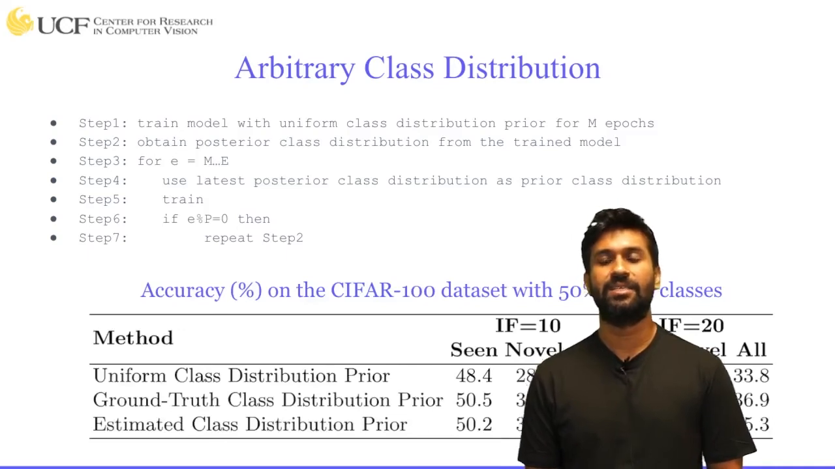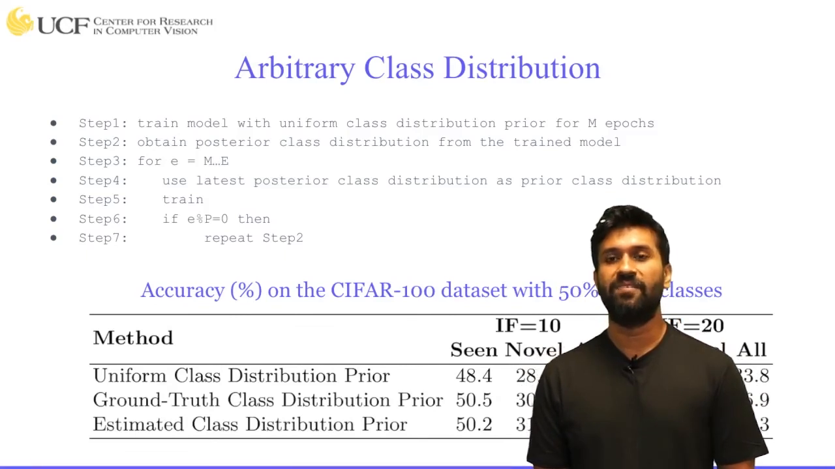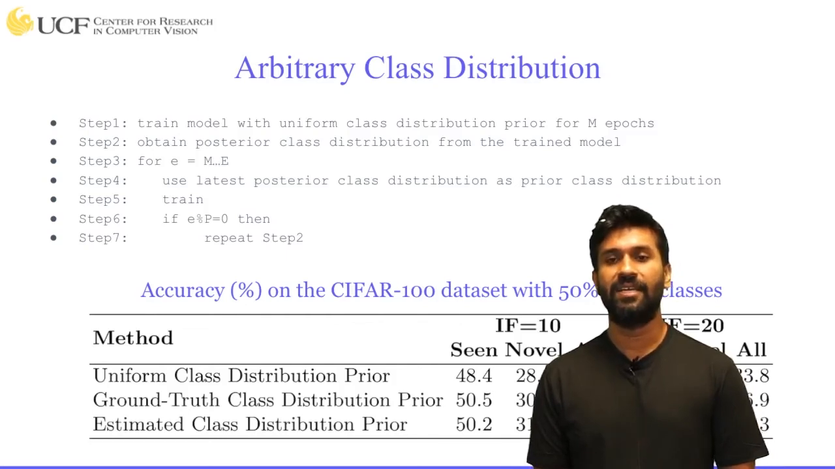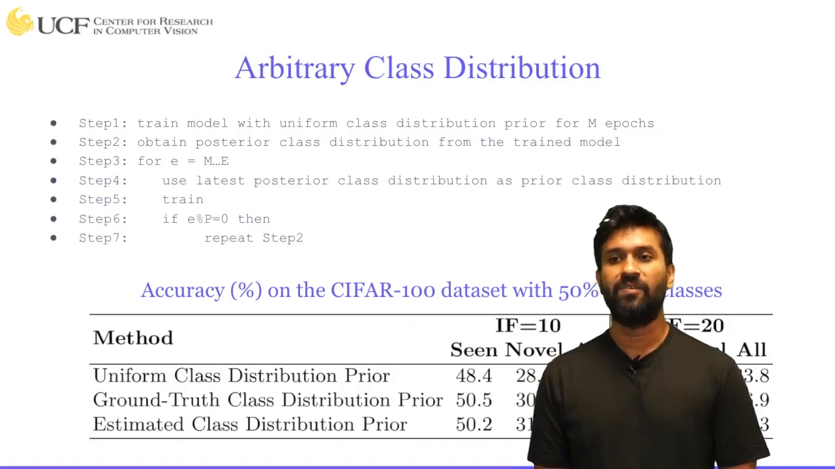Here, we are showing results on CIFAR-100 dataset with 50% novel classes. Even though CIFAR-100 itself is a balanced dataset, for this experiment, we create imbalance in the CIFAR-100 dataset. We are showing results with 2 imbalance factors, both exponential, with imbalance factor 10 and 20. And we see that given the data is imbalanced, if we use uniform class distribution prior, the performance we are getting is 38% for the experiment with imbalance factor 10.